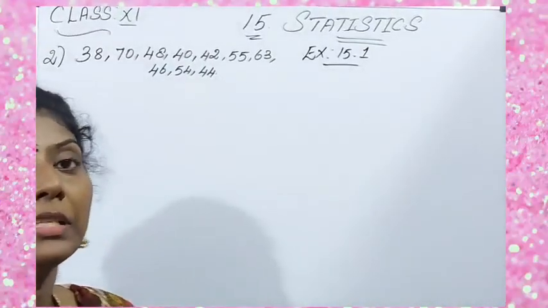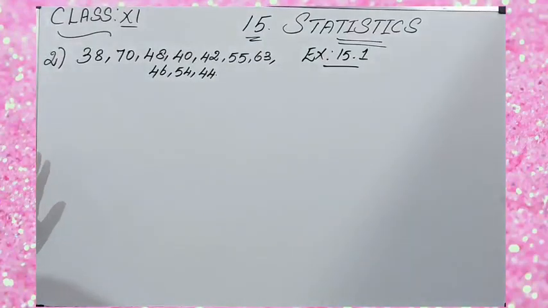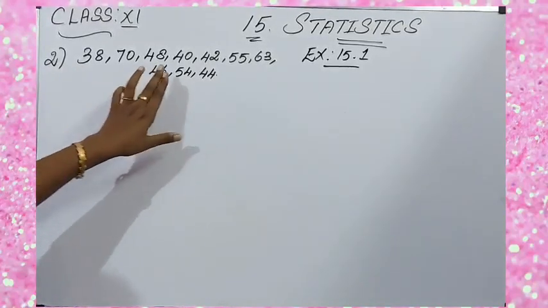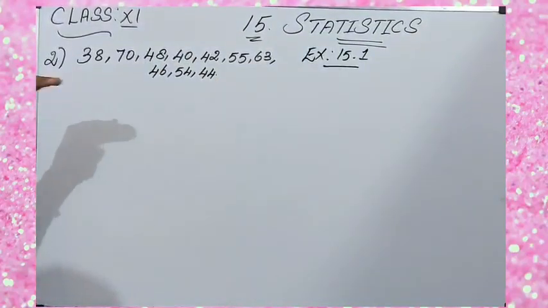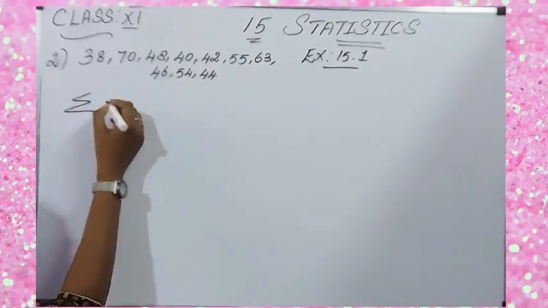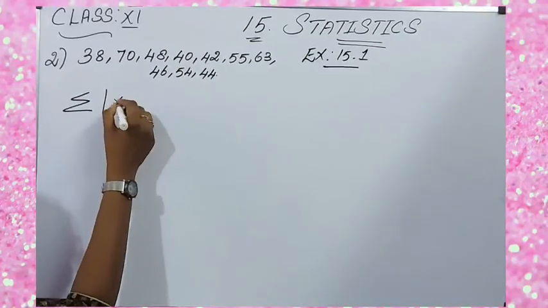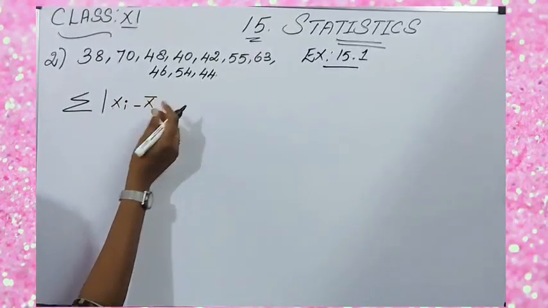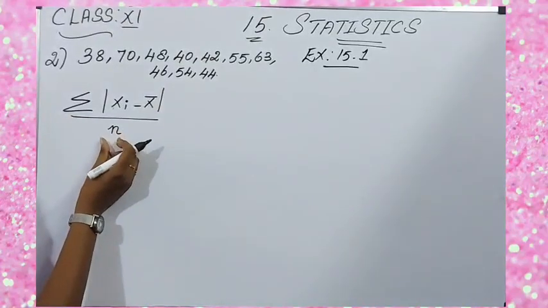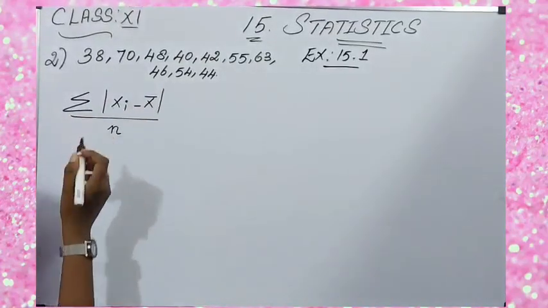Exercise 15.1. First, let us see question number 2. What is given? Find the mean deviation about the mean for the following series: 38, 70, 48, 40, 42, 55, 63, 46, 54 and 44. The mean deviation about the mean can be calculated using the formula summation modulus of xi minus x bar divided by n, where x bar is the arithmetic mean and n denotes the number of observations. So first, let me find x bar.